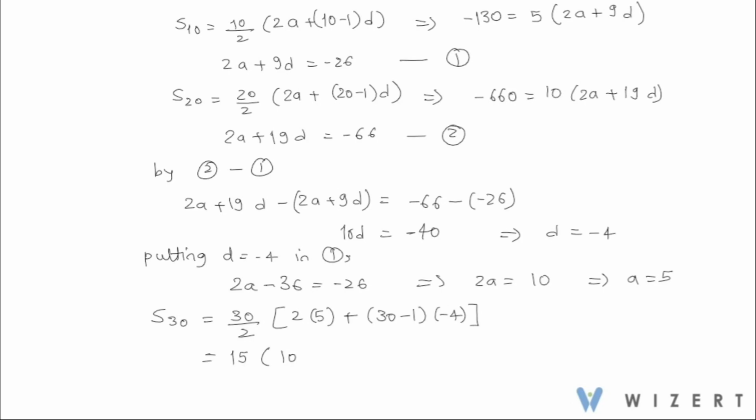29 multiplied by 4: 4 9s are 36, 2 4s are 8 plus 3 is 11. And this is negative because 29 multiplied by minus 4. So we have 15 multiplied by minus 106. So we have sum of 30 terms as 15 6s are 90 and 15 ones are 15. So 1590, negative of 1590. So S30 equal to negative 1590.